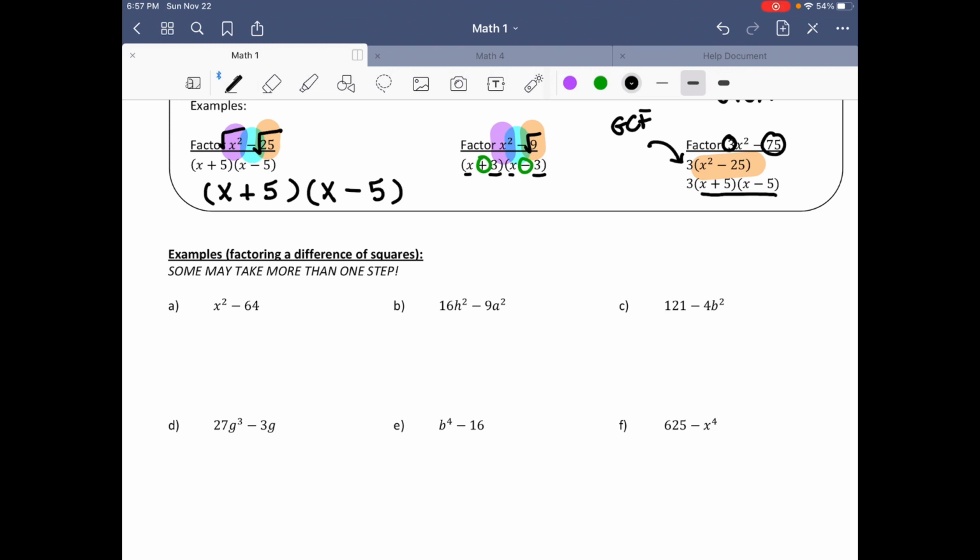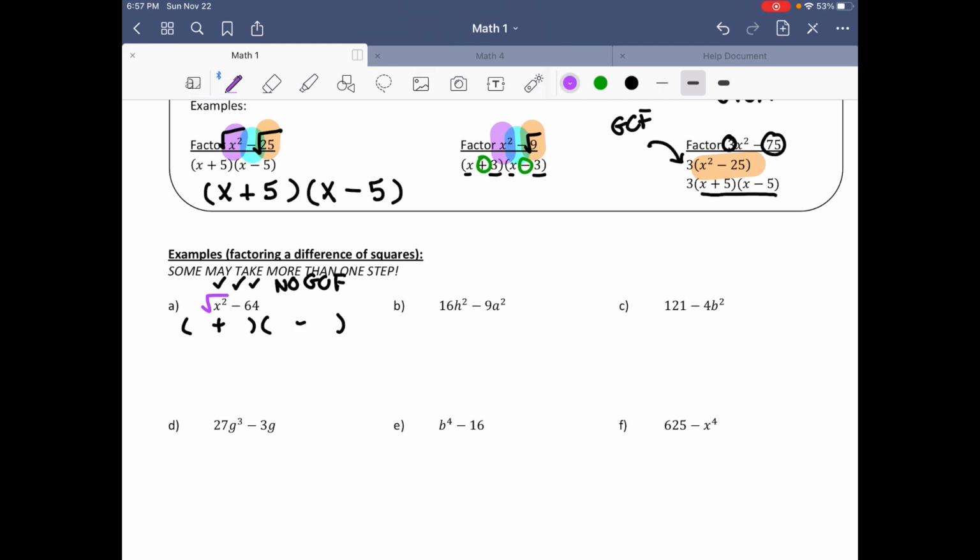So for the first example A, I have x squared minus 64. Okay, I have subtraction. I have x squared, that's even, and 64 is a perfect square. There's no GCF. So I don't need to do anything because there's no GCF for the first one, but I am going to do my difference of squares. So my difference of squares, I need a plus and a minus.